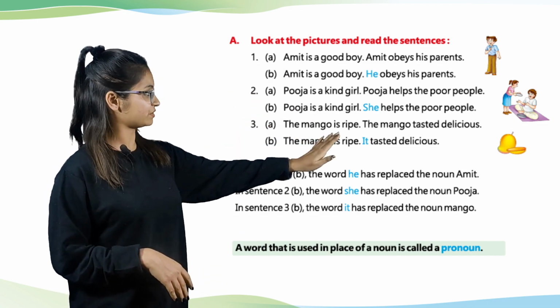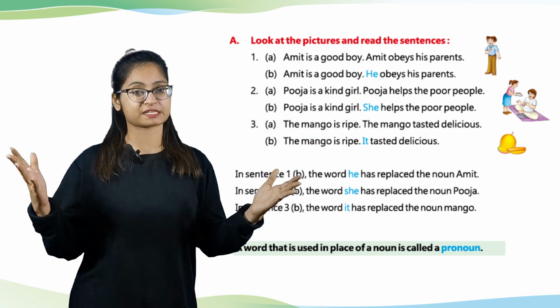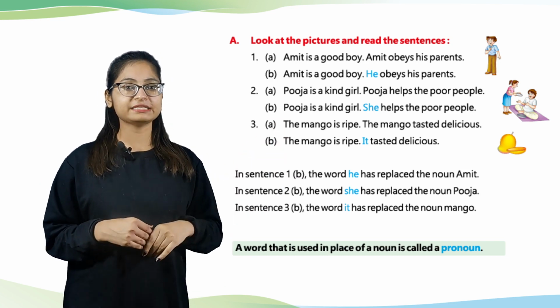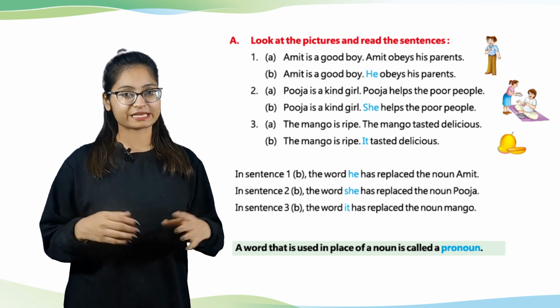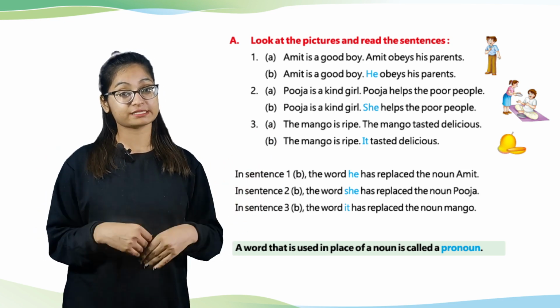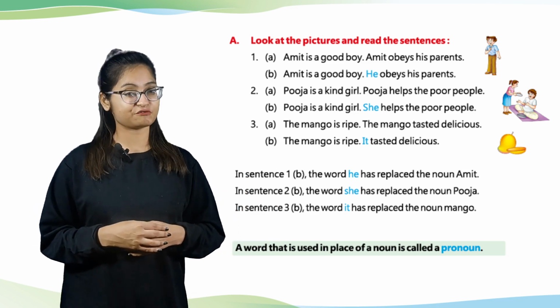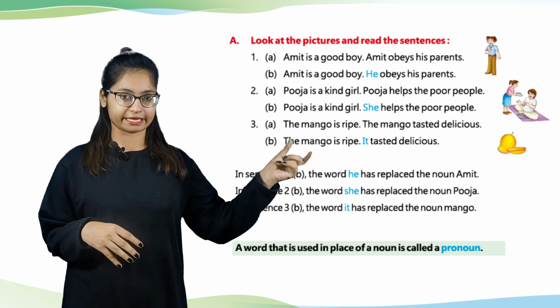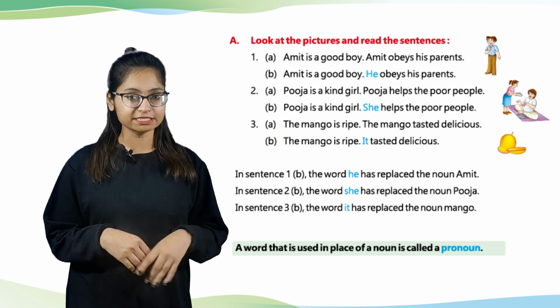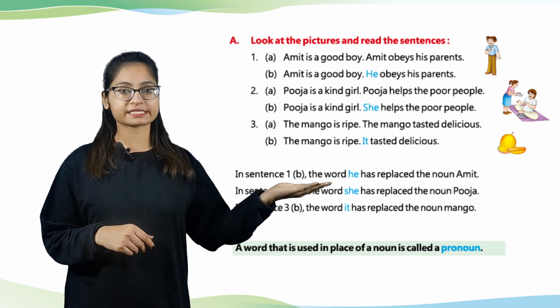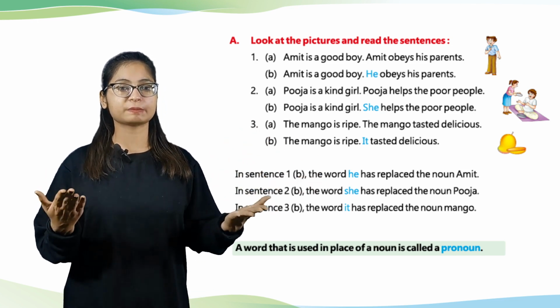And here you can see we have given some pictures with some sentences. Okay, then let's read. A. Amit is a good boy. Amit obeys his parents. B. Amit is a good boy. He obeys his parents. Can you see the difference? Okay, let's see number 2. A. Pooja is a kind girl. Pooja helps the poor people. B. Pooja is a kind girl. She helps the poor people.